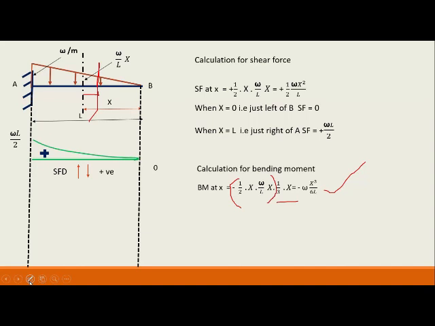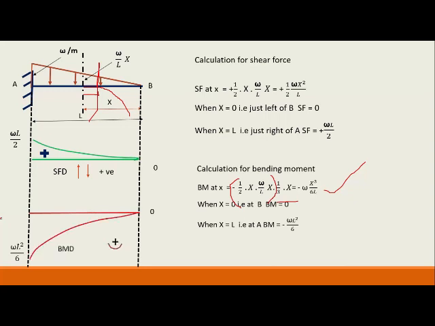So let us consider again, when x equals to 0, BM is equals to 0. When x equals to L, the BM is equals to omega L square by 6. And we have put a negative sign because it is a hogging moment. It will cause a deformation due to the load like this. So it will cause a tension at the top. So 0 here, omega L square by 6 here, and it is a cubic parabola. And put a negative sign as per the sign convention.